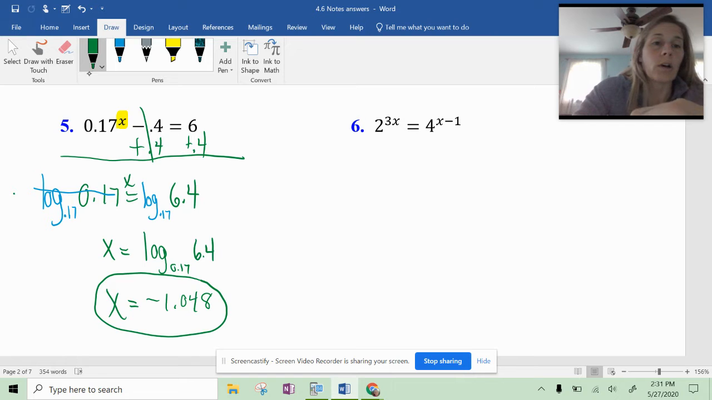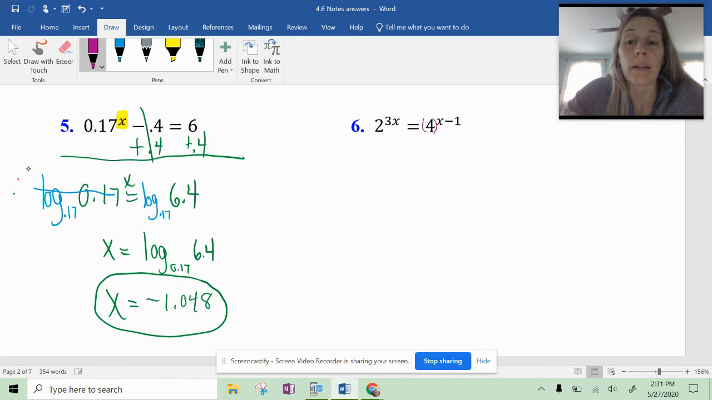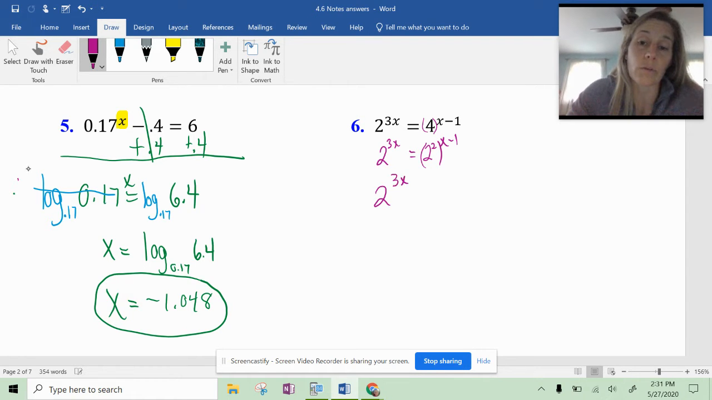Okay, so now let's take a look at number 6. This time I have a base of 2 on the left, which is a prime, so I can't make it any smaller, but 4 could be written as 2 squared. So now, if I can just get rid of my parentheses there, I can cancel out my 2 bases. So this will become 2x minus 2, because I'm multiplying that exponent there.